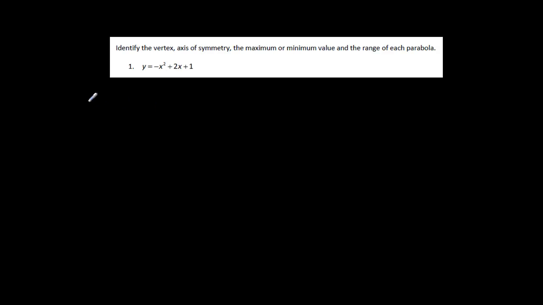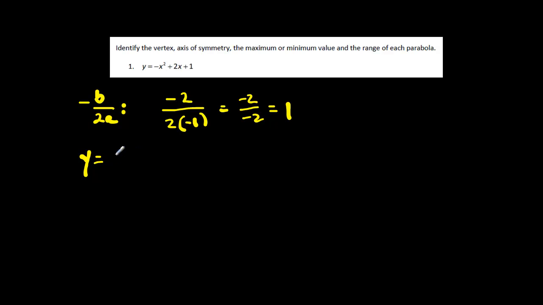Okay, so we're going to do the opposite of b over 2a, which in this case will be the opposite of 2 divided by 2 times negative 1, which comes out to be negative 2 over negative 2, which is 1. So that's your h value for the vertex. To get the k value, we have to substitute 1 in for x and simplify.